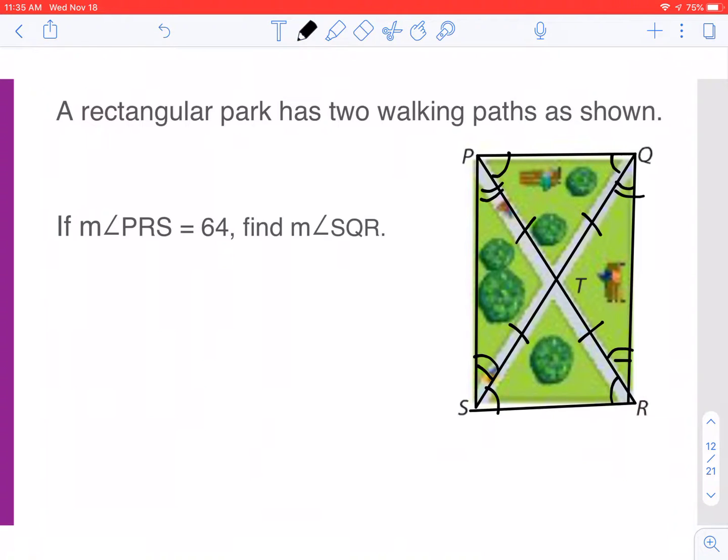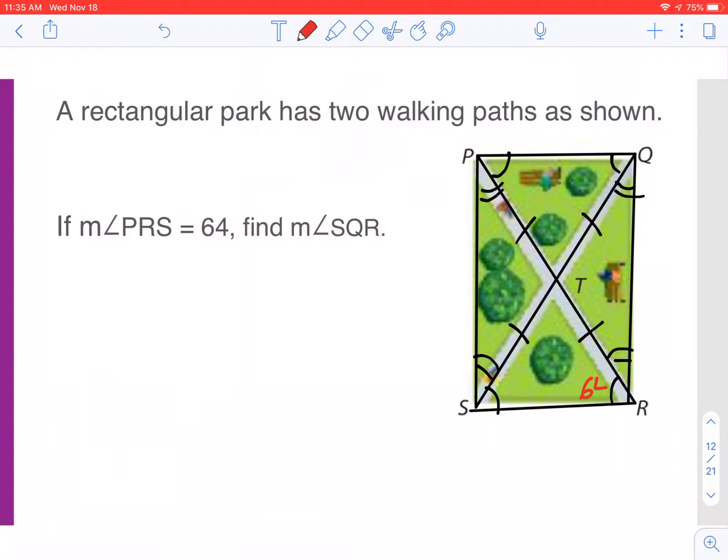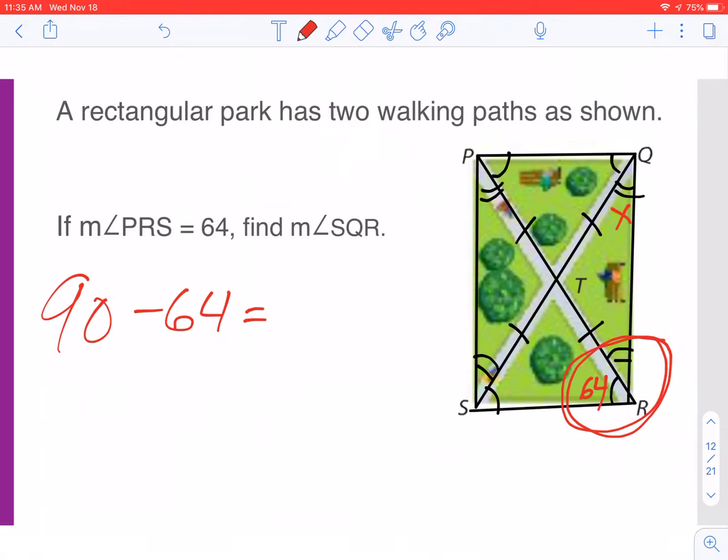Okay, PRS. Right down here, I'm going to write it in red. This is 64. So find SQR. So I'm looking for this angle. Okay, we'll check this out. What do these 2 angles add up to in a rectangle? Okay, they add up to 90. So 90 minus 64 equals 26. And so that is the answer. Because if this is 26, then this is also 26 because those are the same.